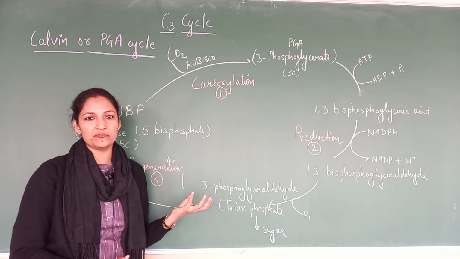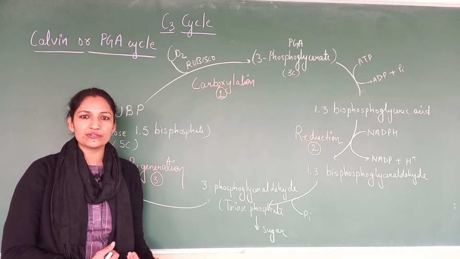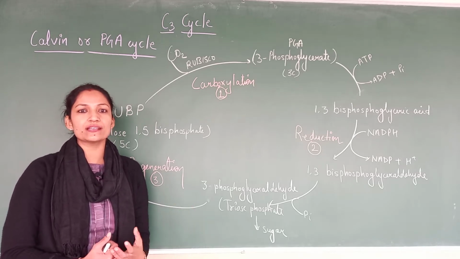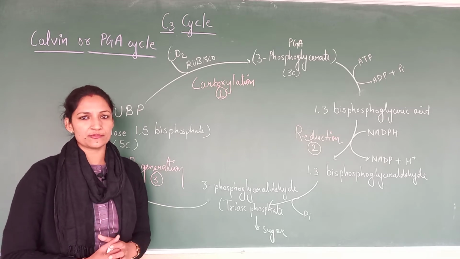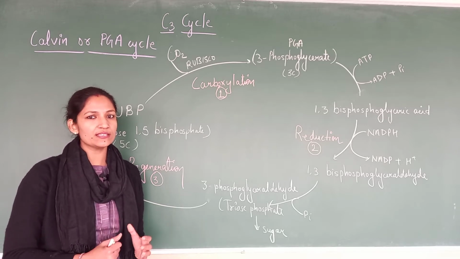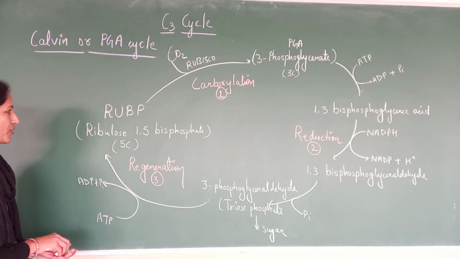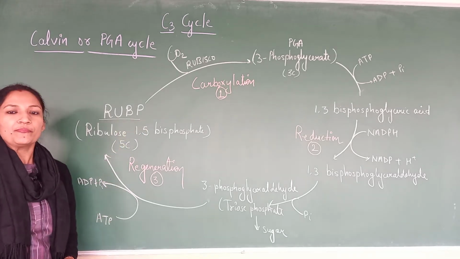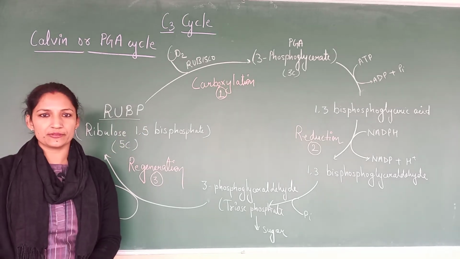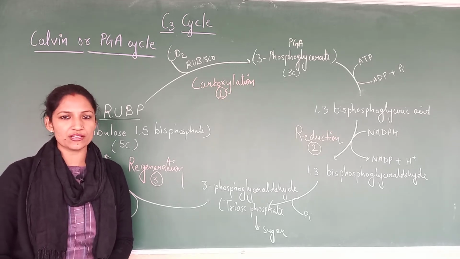regeneration of RUBP. RUBP is the substrate to which that CO2 is going to bind or which is going to accept the CO2 at very first. So these are the 3 main steps. We'll see how these steps undergo. The very first we need RUBP. This RUBP is the primary CO2 acceptor. It is going to accept the carbon dioxide from atmosphere.